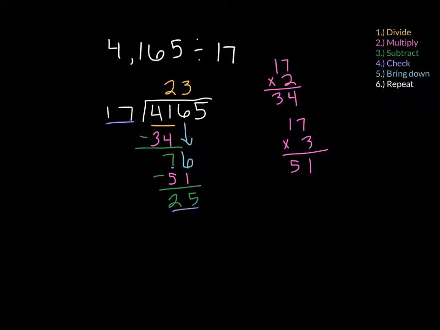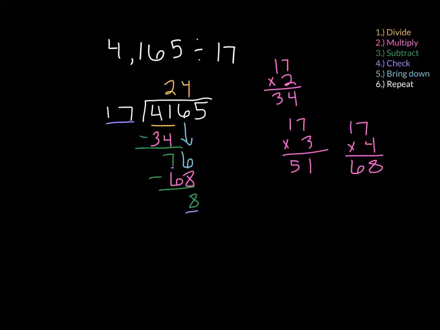Now notice 25 is bigger than 17. So since it's bigger, we need to back up because that means this number is too small. We didn't go in enough times. So since 3 was too small, let's try 4. So 17 times 4 would be 68. So let's subtract again. Now we get 8.